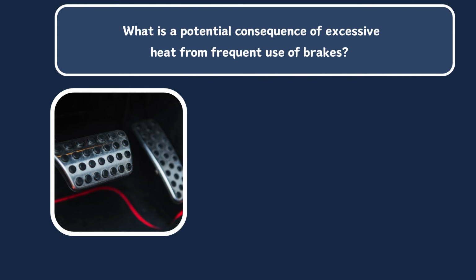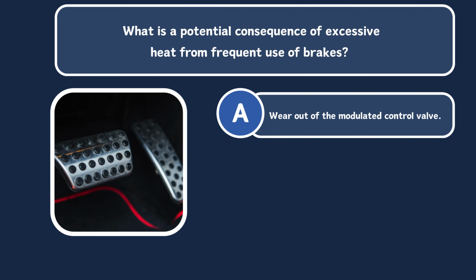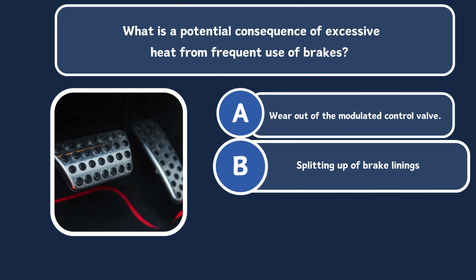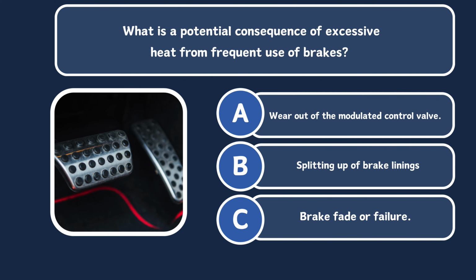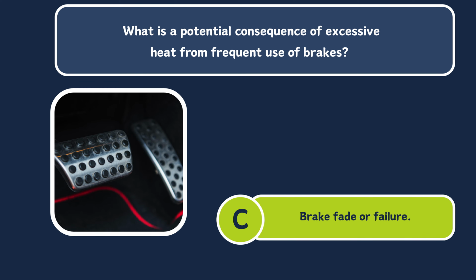Question 2. What is a potential consequence of excessive heat from frequent use of brakes? A. Wear out of the modulated control valve. B. Splitting up of brake linings. C. Brake fade or failure. Correct answer is C. Brake fade or failure.